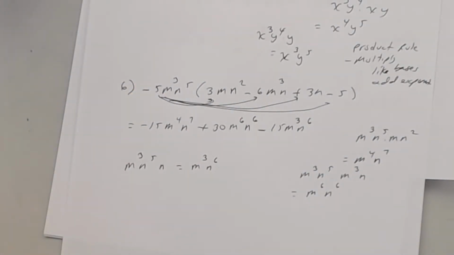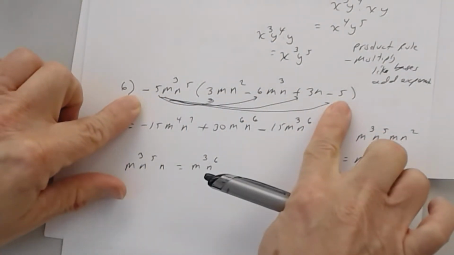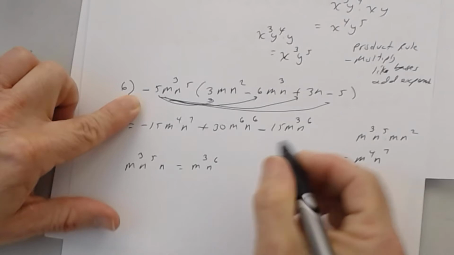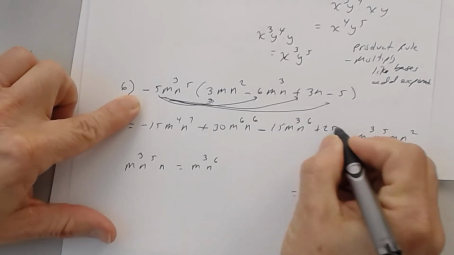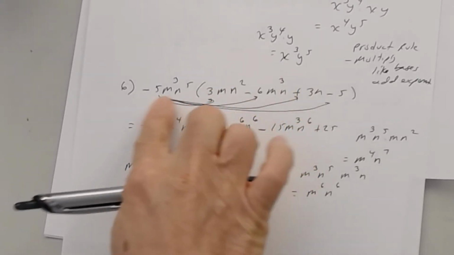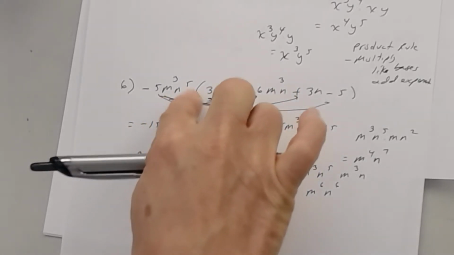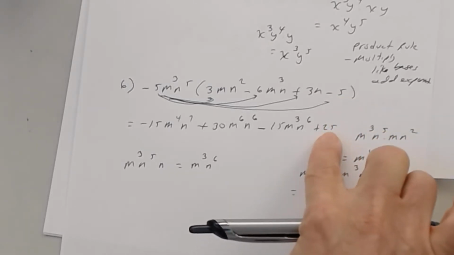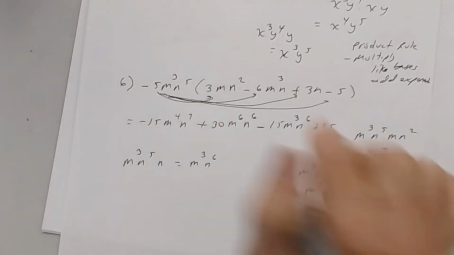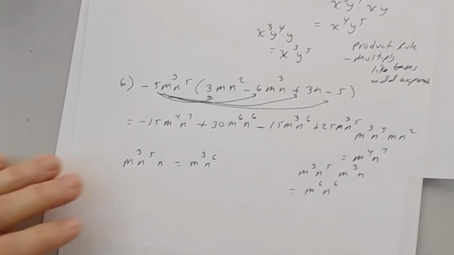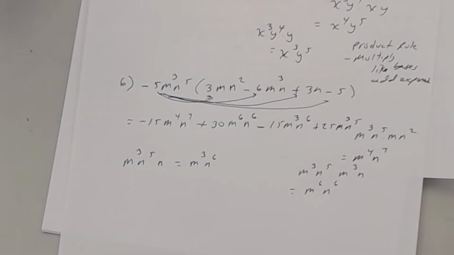All right. And then, what's a negative 5 times negative 5? 25. Positive 25. And so what is m cubed? So the question is, what is negative 5 m cubed into the fifth times a negative 5? Negative... Yeah, that's it. Oh. Okay. All right.